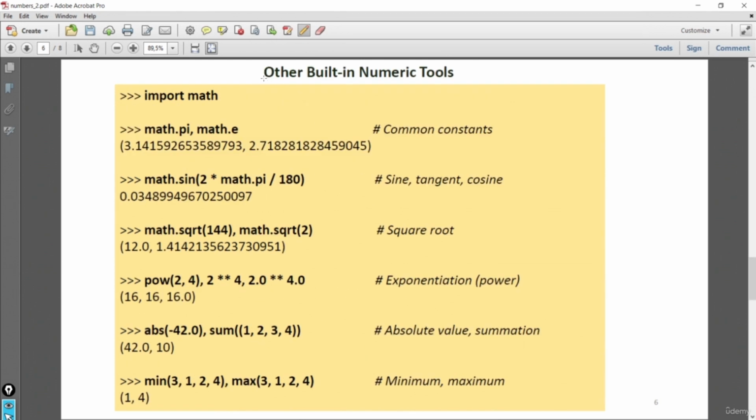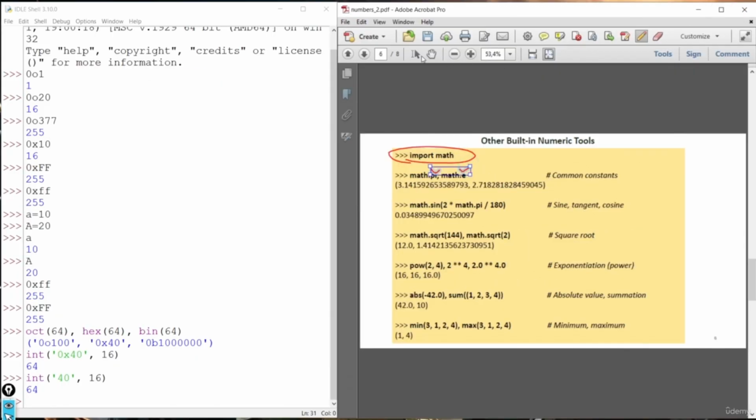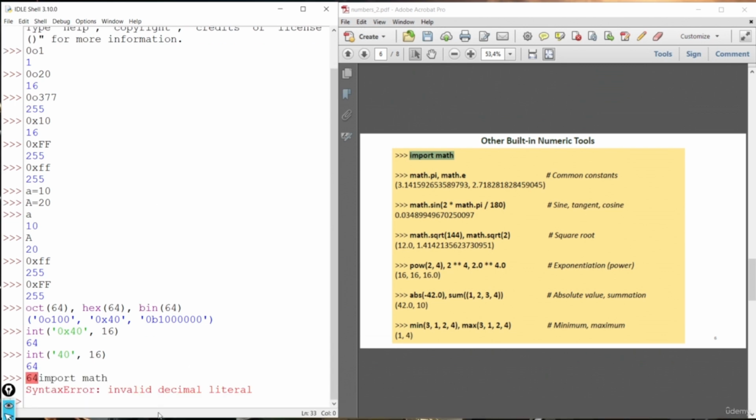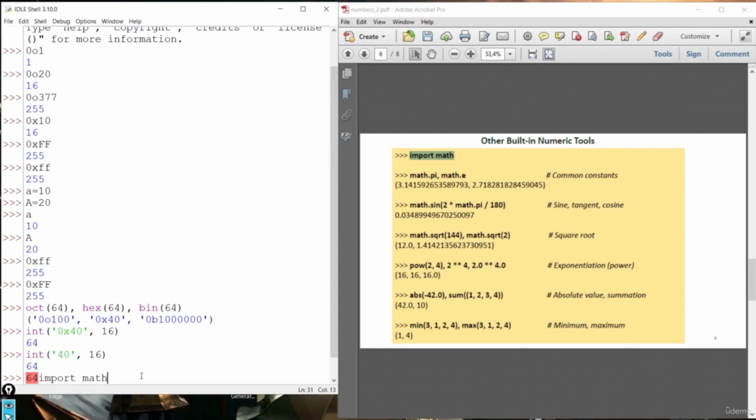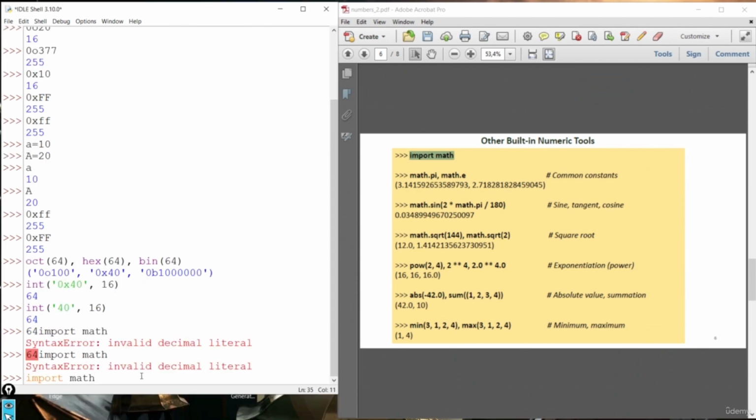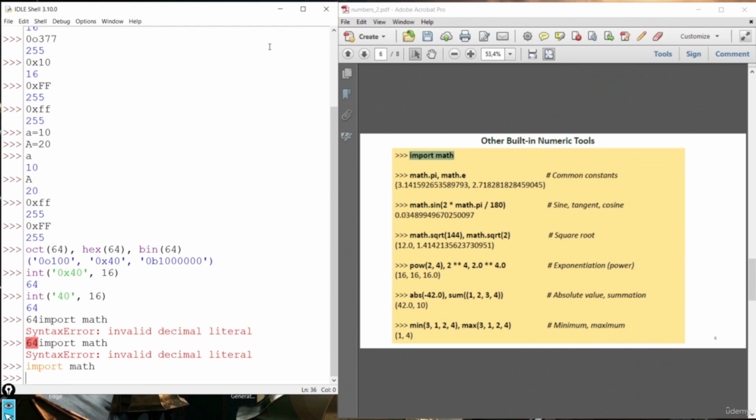Okay, now it's time to see some built-in numeric tools available in the math module. For this purpose, we should import the math module, so we can define pi and e numbers. Let me import the math module. I mistyped. Okay, now the math module is available.